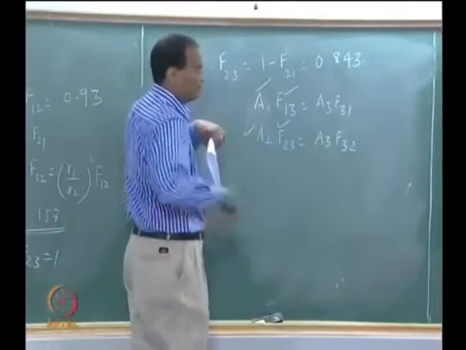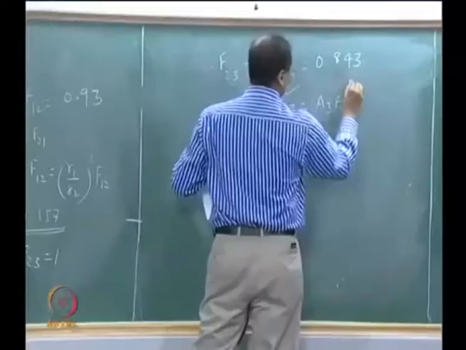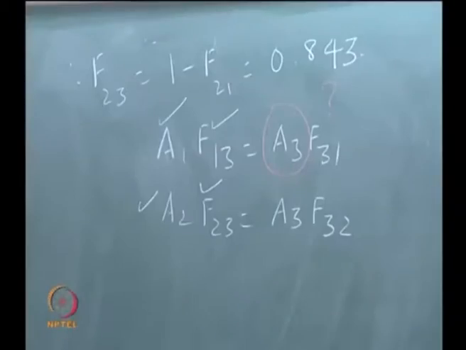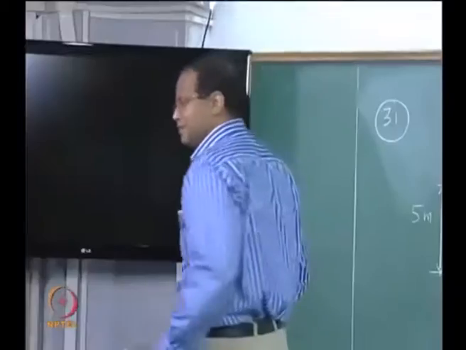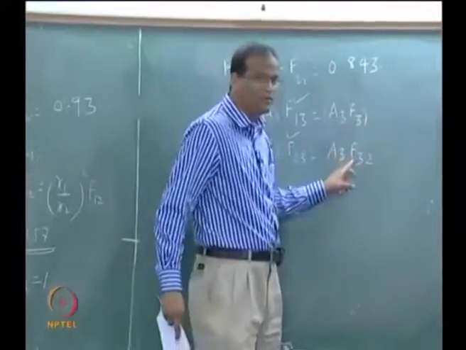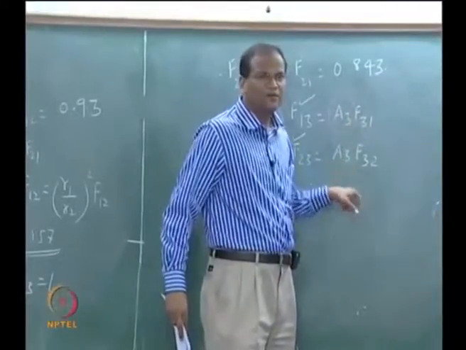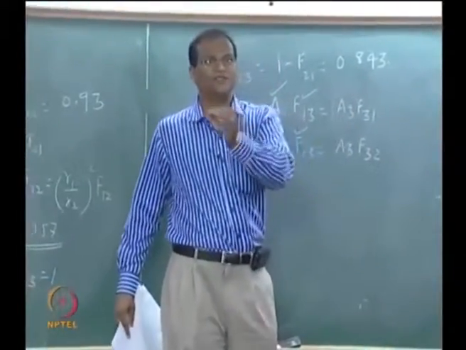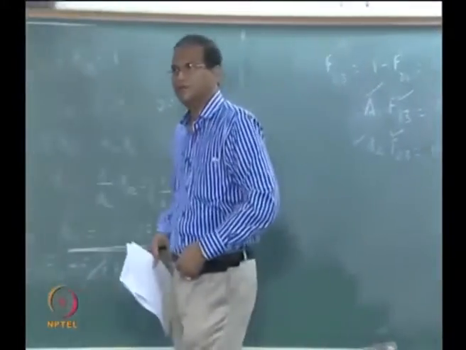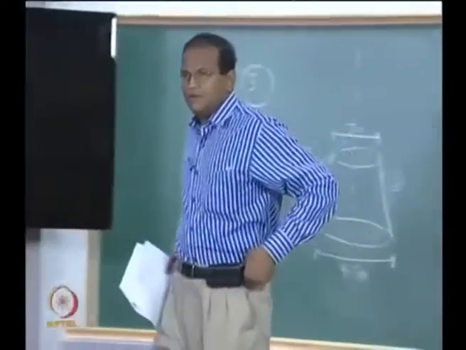Left side is completely known. A3 is not known. A3 you have to find out from your fundas, from your knowledge of geometry. Please do it. If you get A3, you can straight away get F31 and F32. Once you get F31 and F32, F31 plus F32 plus F33 equal to 1, F33 is 1 minus F31 minus F32, then it is over.